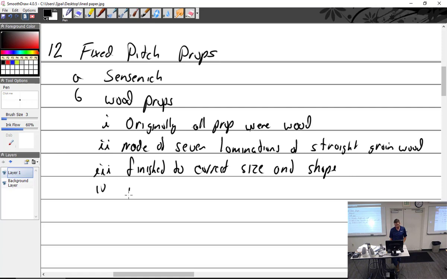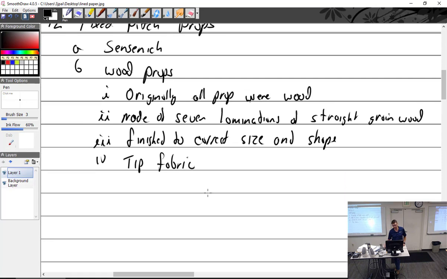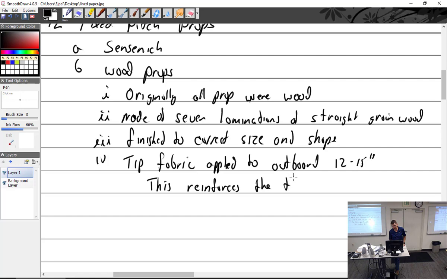There is the tip fabric. It's usually not applied to the whole thing like they showed in the movie. It's usually just the outboard. Tip fabric applied to outboard, 12 to 15 inches roughly. This does two things. This reinforces the thin tips and provides environmental protection.